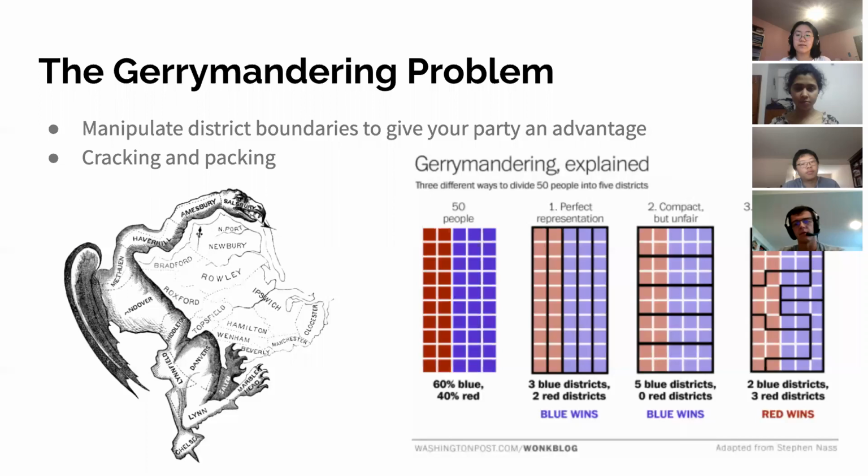Cracking is when you take a group of one type of voter and break them up into a lot of different districts so they can't actually get a majority and thus do not have their votes count. And packing is when you take a bunch of people of one particular political affiliation and put them into one district so they have a hypermajority and thus have a lot of excessive wasted votes.